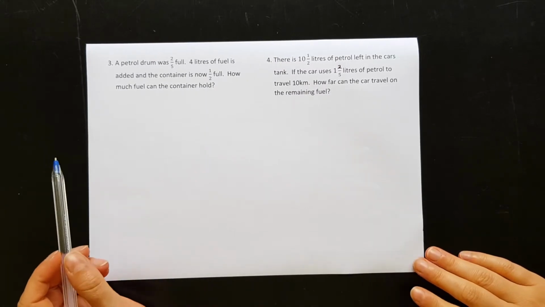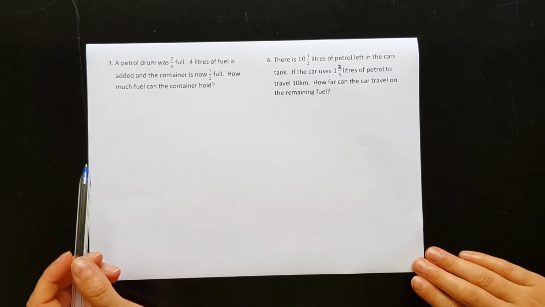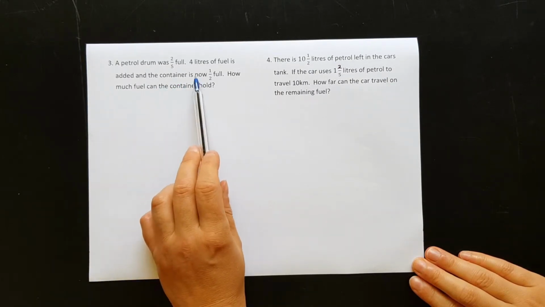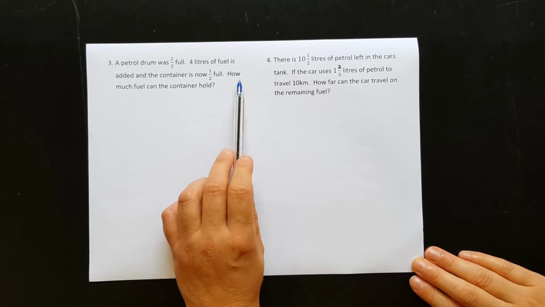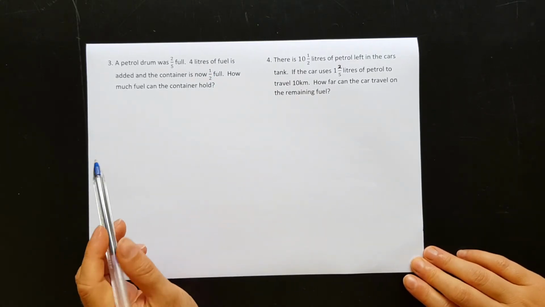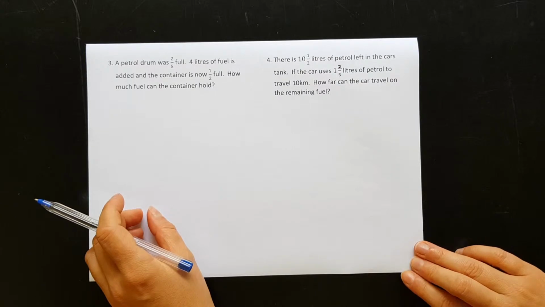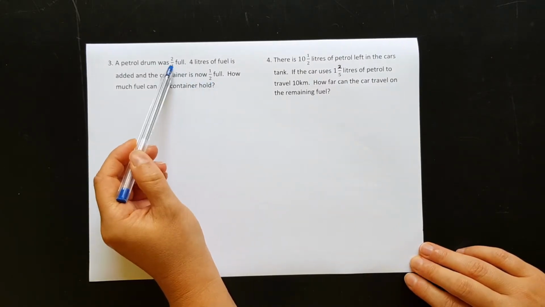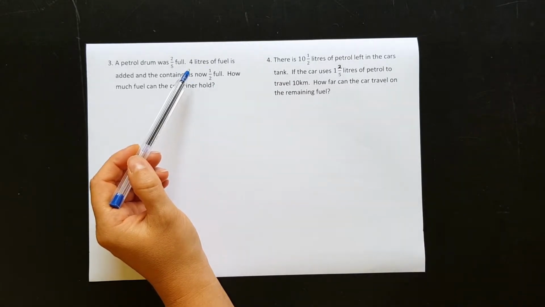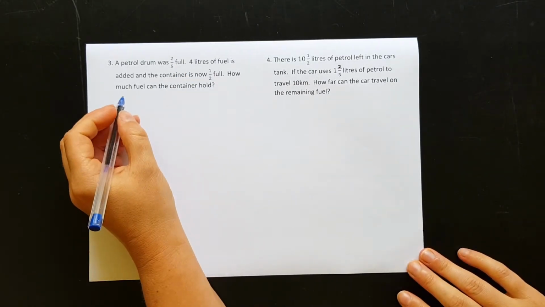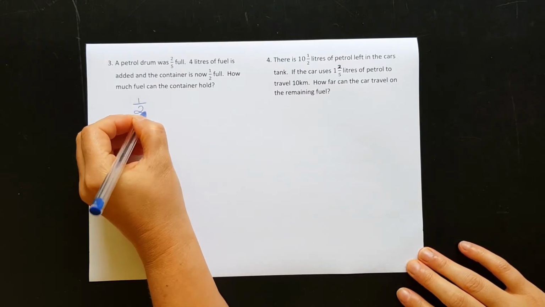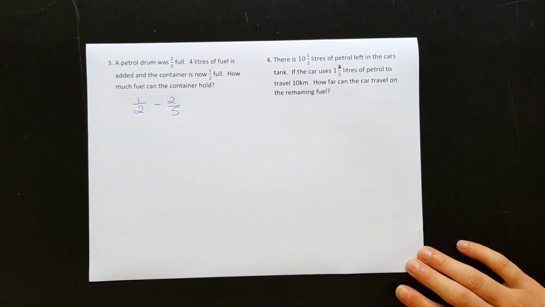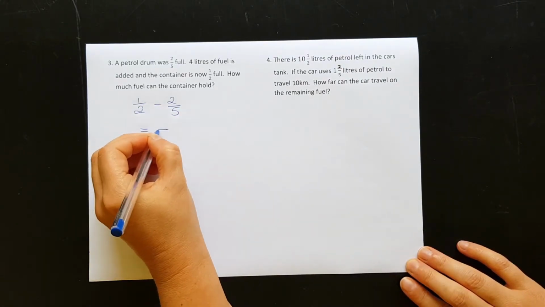For question 3, it says, a petrol drum was 2/5 full. 4 litres of fuel is added to the container and it's now half full. How much fuel can the container hold? Well, what we can do is we can work out how much the petrol drum has been filled up by. So what I will do is I will take half and subtract off the 2/5 that was in there to begin with. All right, so I will need a common denominator, which will be 10.